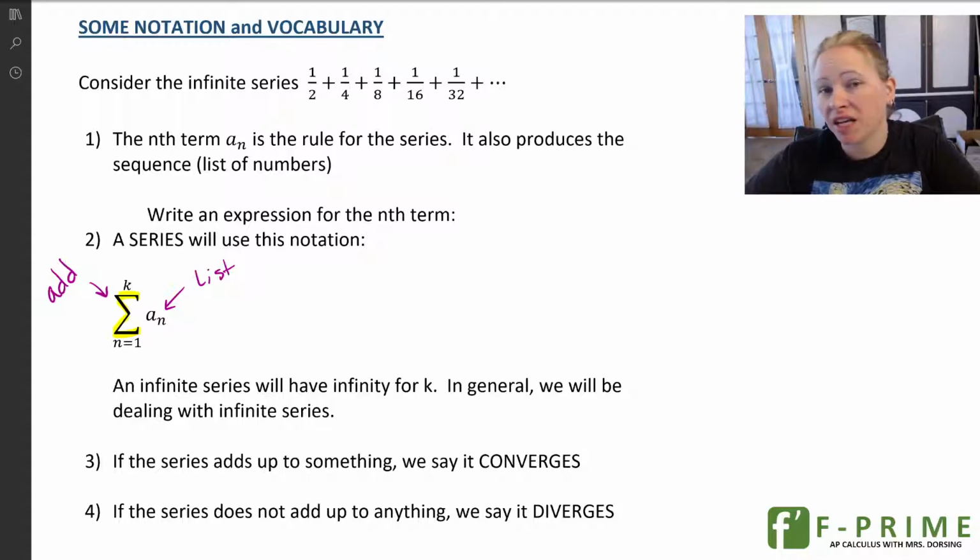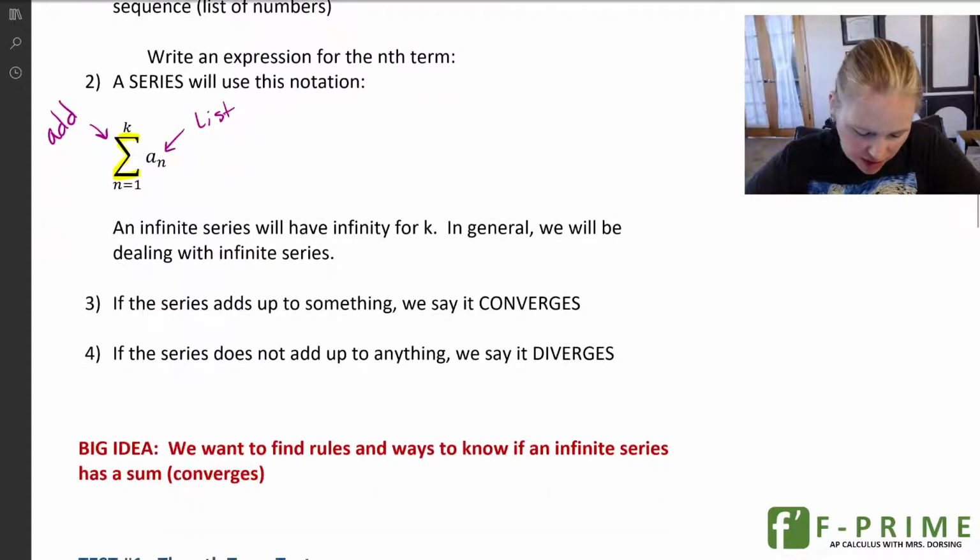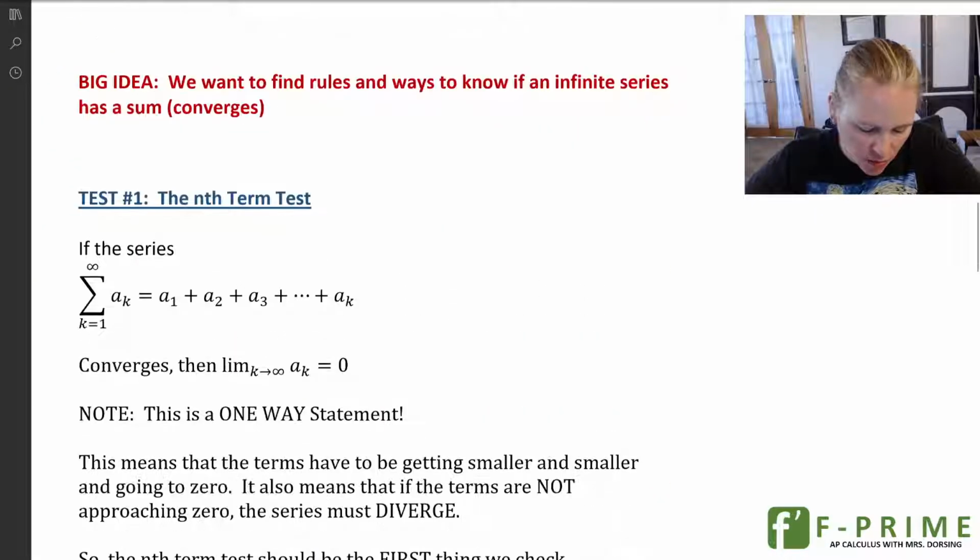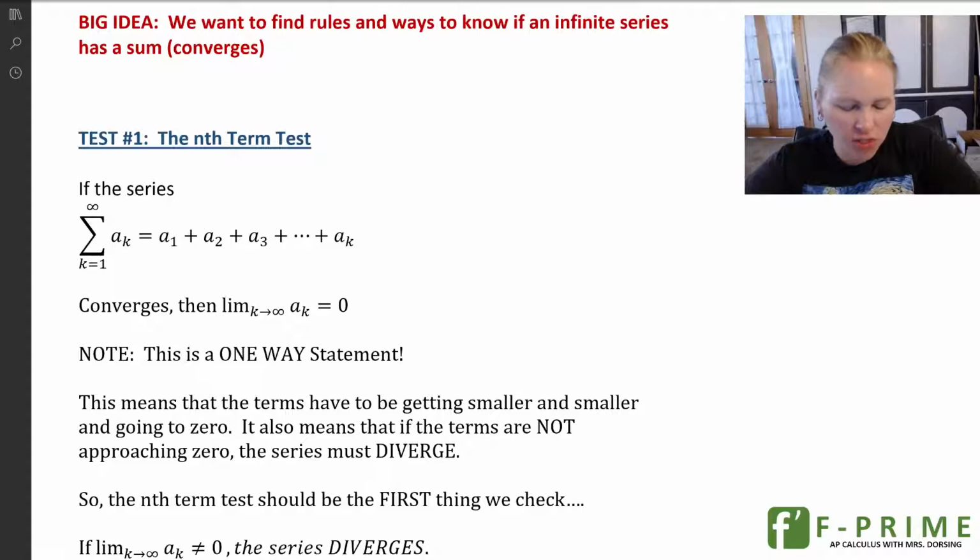But we're going to be abandoning that. That's pretty rudimentary. And we're going to be looking for some tests that make it so that we don't have to find those partial sums. And again, if we add up to something, we say it converges. If it doesn't converge, then we say it diverges if it adds up to infinity. So the big idea is we want to know some rules to figure these out, so we don't have to use Desmos, so we don't have to use our calculator to add things together.